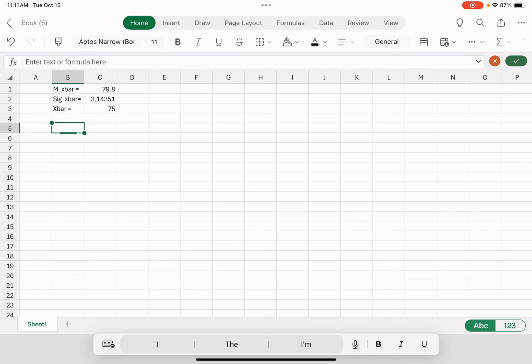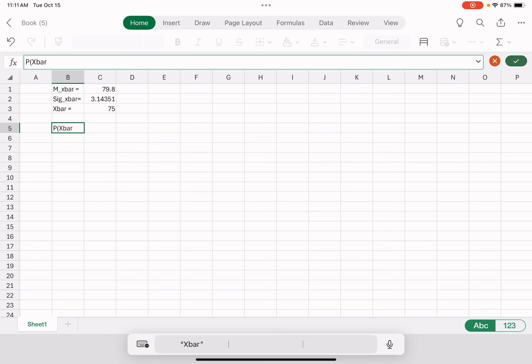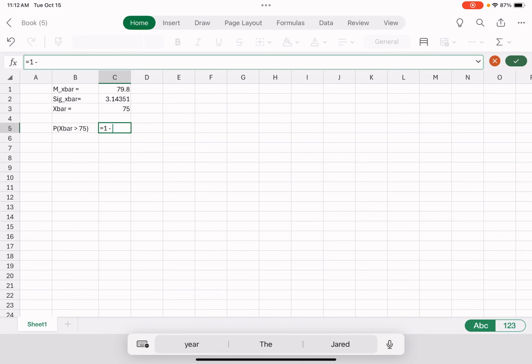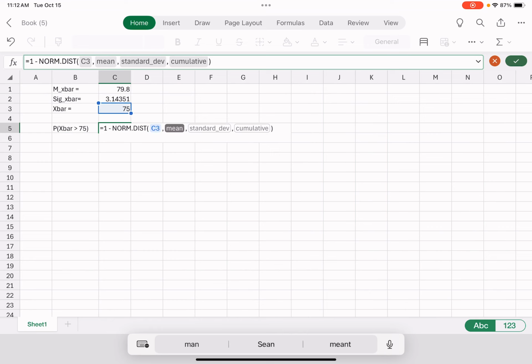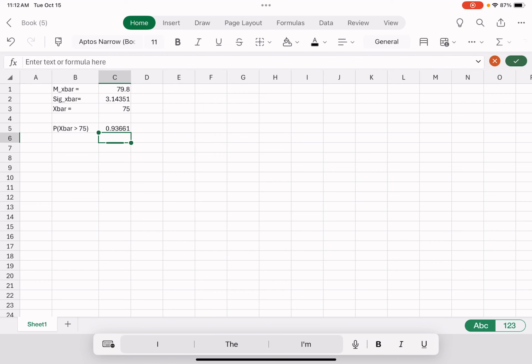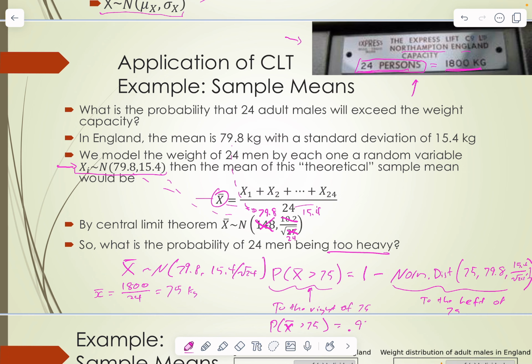All right, so the probability that x bar is greater than 75 is going to equal 1 minus norm.dist. X is 75. Mean for x bar, because it's x bar that I'm interested in, is 79.8. And the standard deviation is that one right there. Cumulative is, of course, going to be 1 because I want the area, not the y value. Press enter, and there's my probability. 0.93661, or I just round it to 3 decimal places, and that's my probability.